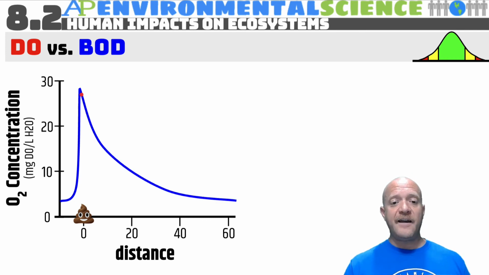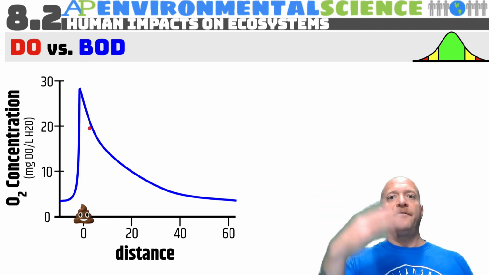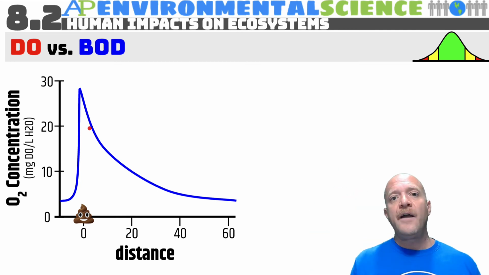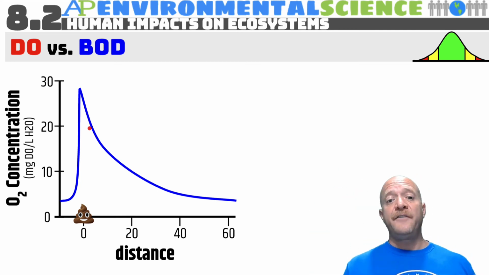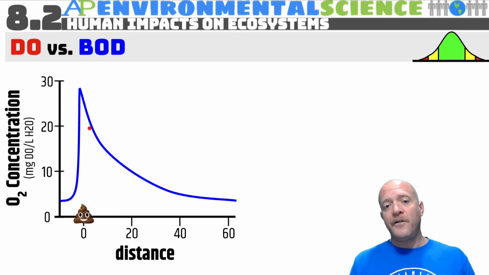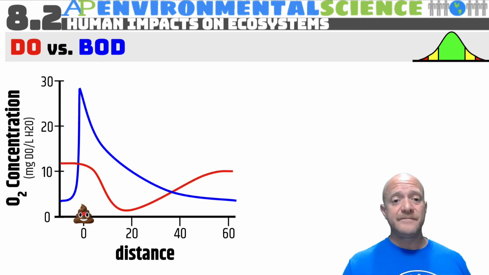And then over time, that demand is going to go down because the organic material, the food source, will be consumed. And then eventually there's also mixing of atmospheric oxygen into the water, and there may be photosynthesis occurring from plants. So basically you're adding more oxygen to that water, or you're getting far enough away from the source that all of that organic waste has been consumed.